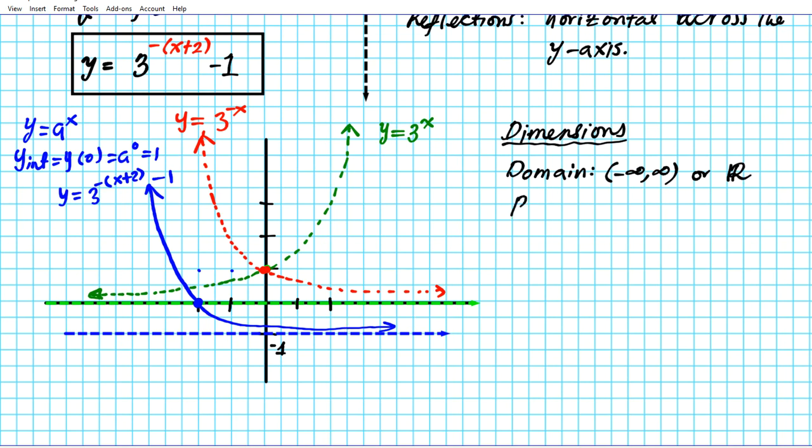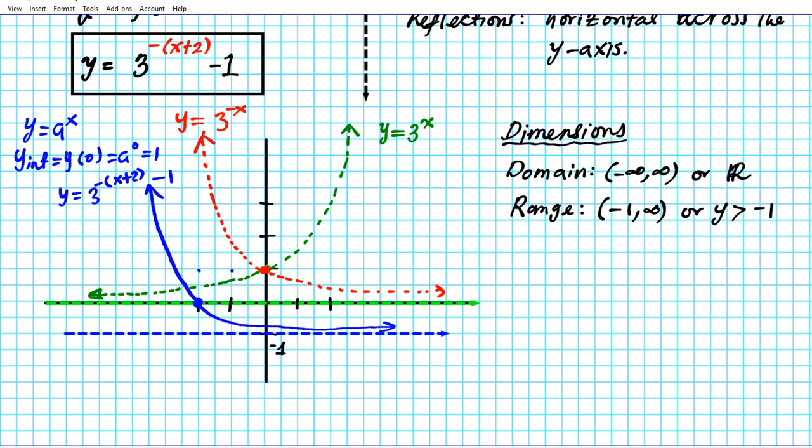How about the range? The range is the vertical span of the graph. How high can you go and how low can you go? In this graph, you go as low as -1, and then you ascend as high as infinity. Or you can write this as y is greater than -1.